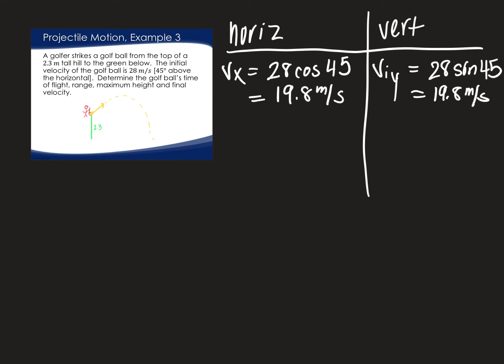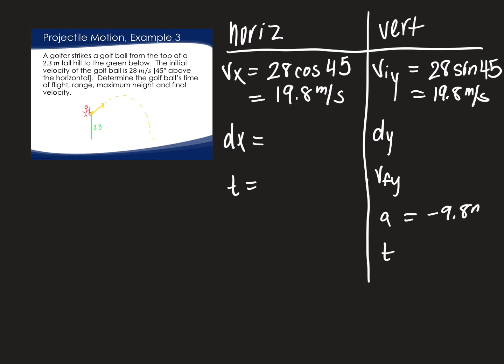Okay, so then let's fill in everything else we know. We have to find dx and t, which we don't know yet. Dy, vf, a, and t. Okay, a is always negative 9.8. Right now we know dy is negative 2.3 meters, because that's what we're starting at. We don't know VFY and we don't know time.